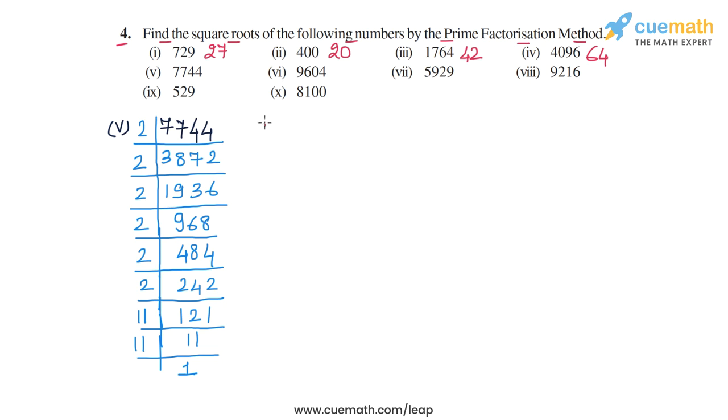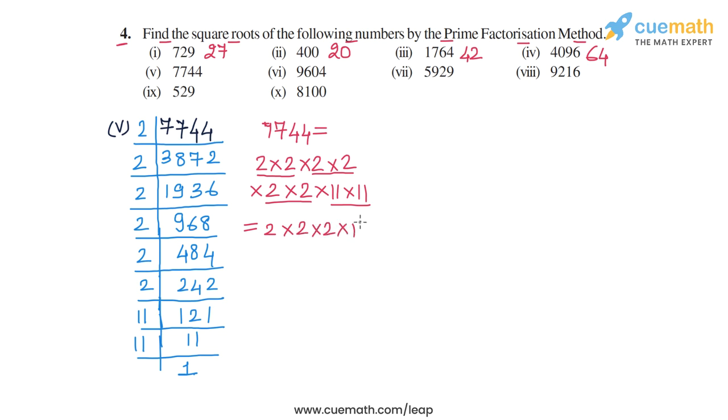So 7744 can be prime factorized as 2 into 2 into 2 into 2 into 2 into 2, so that's 6 2's, and then 11 into 11. So if we split this up into pairs, we have 1 pair of 2's, 1 pair of 2's, 1 pair of 2's, so total 3 pairs of 2's, and then 1 pair of 11. So we can write this as 2 into 2 into 2 into 11 and the whole square of this thing, right?